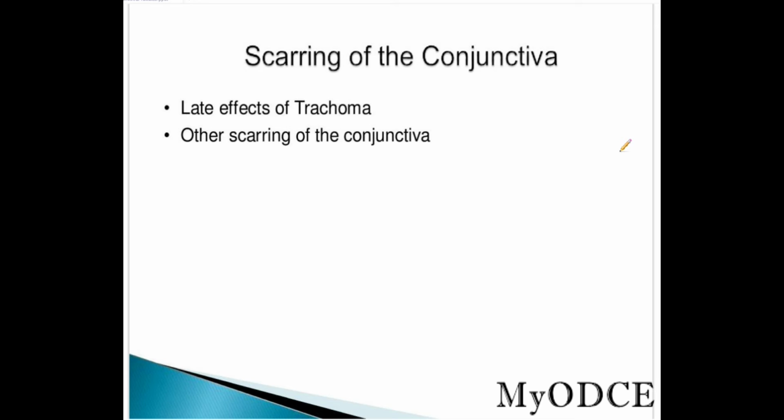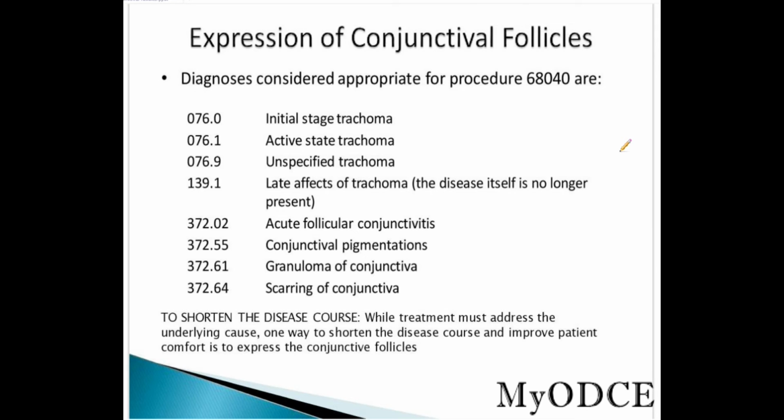Okay, so scarring of the conjunctiva, as we said, late effects of trachoma, as well as other scarring. As we had mentioned, physical injury, chemical injury, and surgery can lead to scarring of the conj, as well as AKC or VKC. So what we're seeing here are diagnoses that are recognized for the procedure of expression of conjunctival follicles. Now, there is a procedure code for expression of conjunctival follicles, and we'll see that a lot of this has to do with trachoma, but also acute follicular conjunctivitis, conjunctival pigmentations that can lead to the formation of conjunctival follicles, granuloma of the conj, which can also have follicles around it, and conjunctival scarring as well.